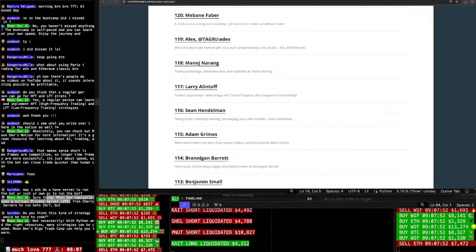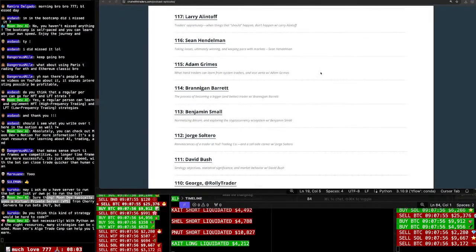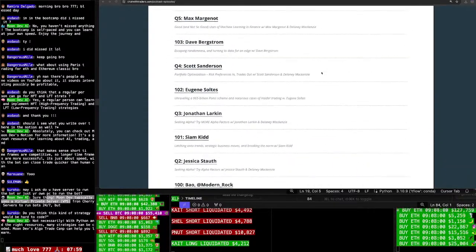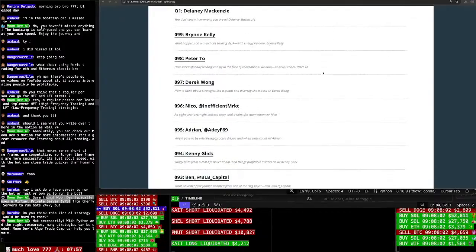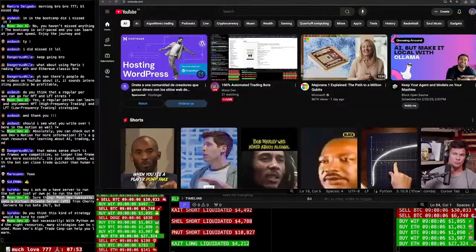Do you think this kind of strategy would be hard to code? I don't know what strategy you're talking about. I think you can pretty much code all of them. So definitely check out Chat with Traders. There are some other podcasts out there, but I'm sure you can find them.